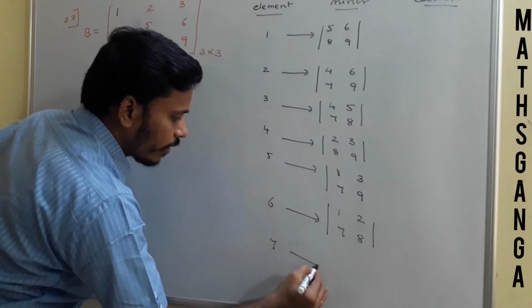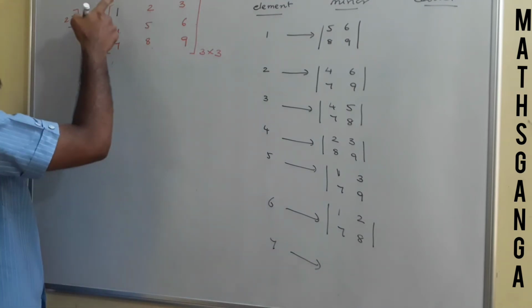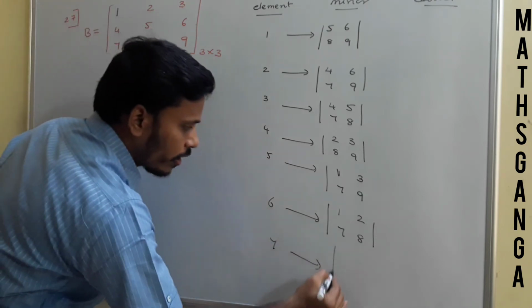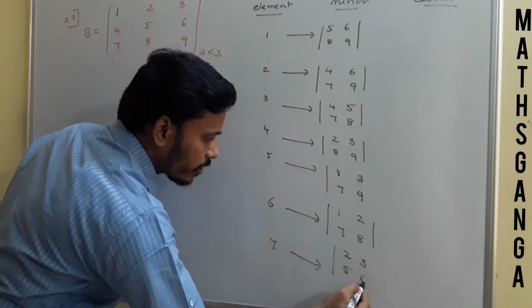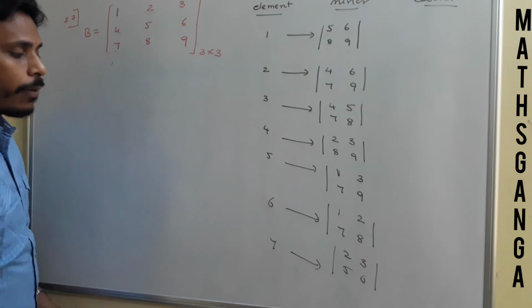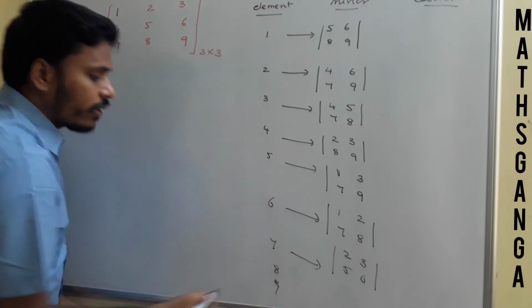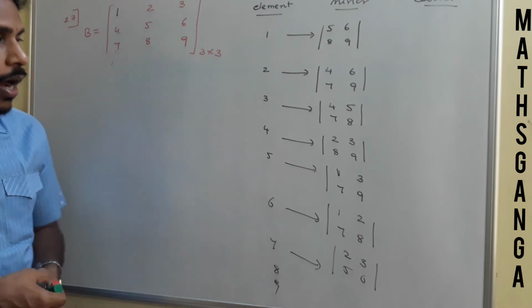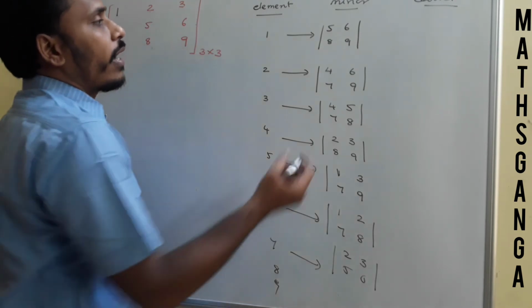Then coming to the 7. Again for 7, leave that column and leave that row, the elements are 2, 3, 5, 6. So the determinant of 2, 3, 5, 6 we need to take. See, up to 7 I mentioned earlier. Similarly, you may write the determinants for 8 and 9 also to find the minors. That's the task. And what are the values of this 5, 6, 8, 9?